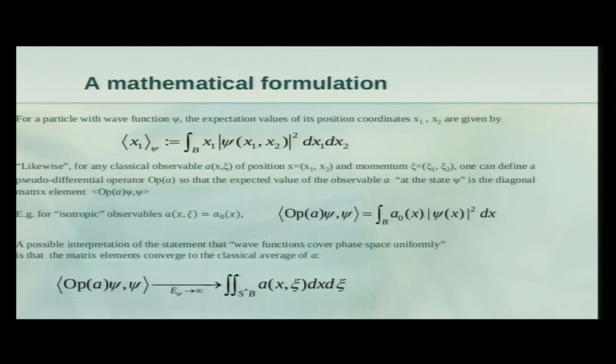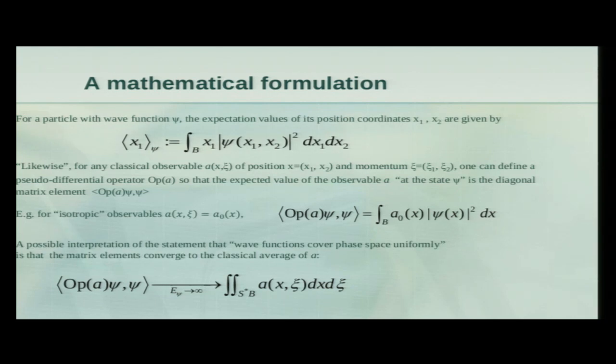So let me just give a mathematical formulation of what it means to be uniformly distributed in phase space for a wave function. So what the wave function tells us is the probability density to be at a given spot. So for instance, if I want to ask what is the x coordinate of a quantum particle, what I'm supposed to do is compute an expected value. So use this wave function as probability density and compute the expected value of the first coordinate with respect to this probability density. And in the same way, there's a device for measuring the momentum in terms of the Fourier transform of the wave function.